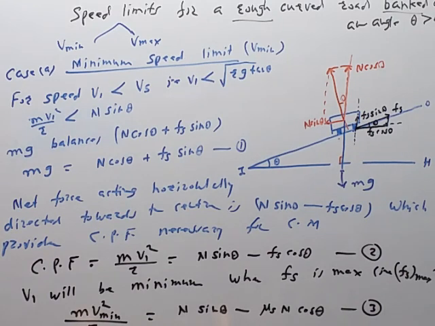So in this case, when N sin theta is greater than m v1 square upon r, then the vehicle has a tendency to move in this direction. So the vehicle will slide down along the inclination of the road, and therefore Fs is in this direction. Fs is along the inclination in the upward direction. So the direction of Fs is important. So under this condition, when V1 is less than Vs, what about the Fs?